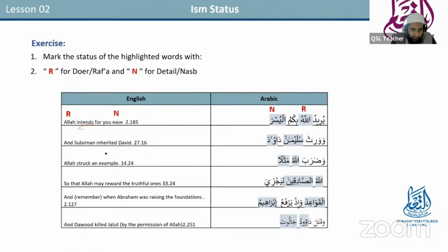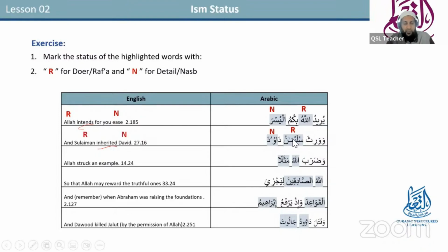And Sulaiman inherited David. What's the action word in that? Inherited. Wawaritha. And Sulaiman inherited David. So who's doing the inheriting? It will be Sulaiman, as highlighted in the Arabic. And who's the inheritance from? Dawood. So that's nasab.